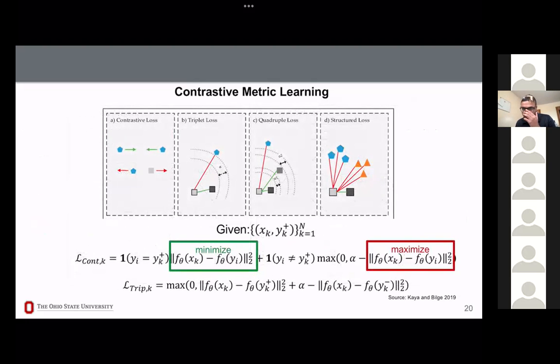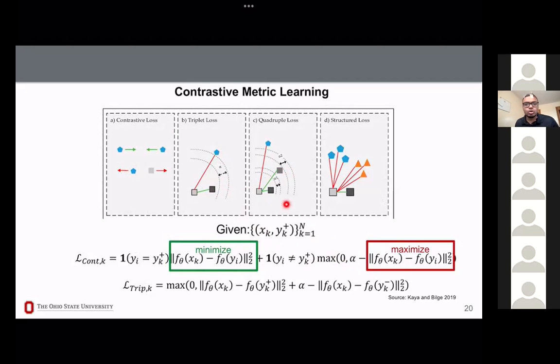What can happen is the network can really collapse things into single points, so their distance would be 0 from each other. And it's really important to include that margin in there. If you see this figure, this is the anchor point in the triplet loss, and this is the positive example. So we are trying to minimize their distance, and the negative sample should be at least alpha far from here. That's the idea of introducing a margin there.